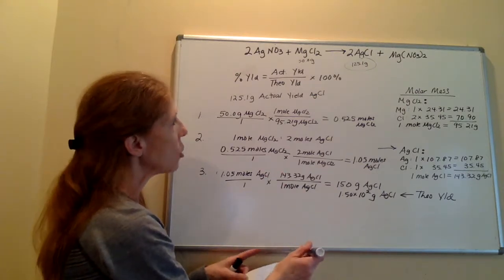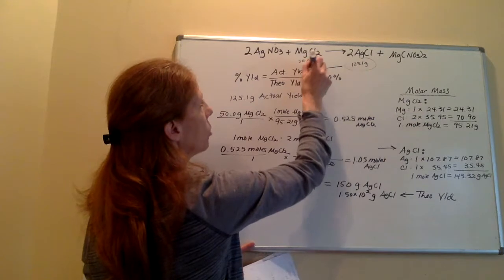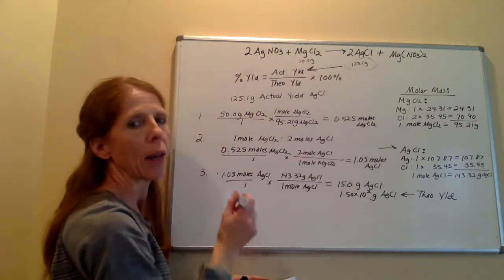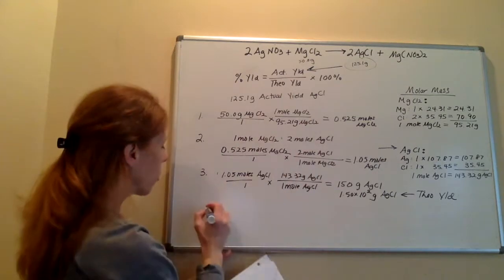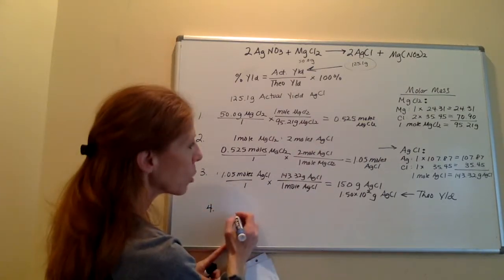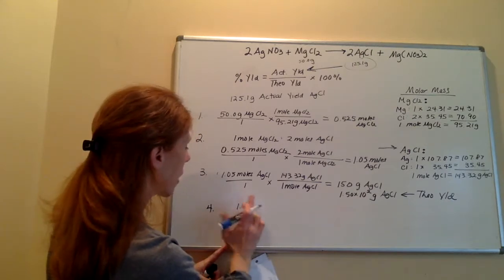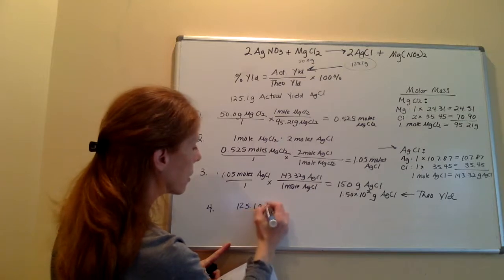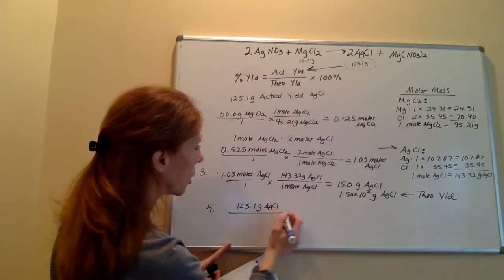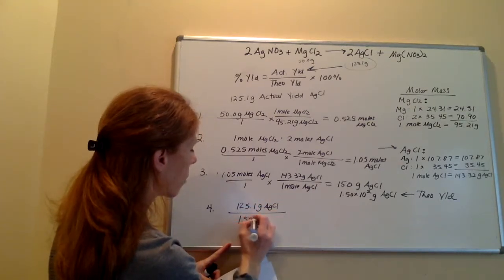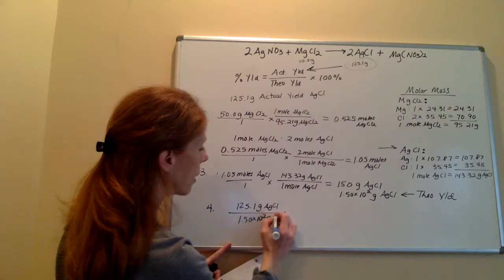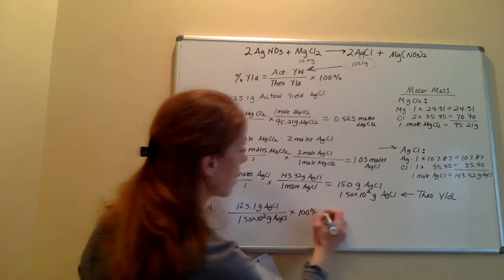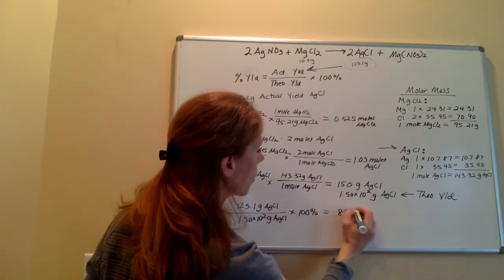Then what I can do is go back to my actual yield, divide it by my theoretical yield, multiply it by 100%, and that will give me my percent yield. So I'm going to do that real quick. That's my last step. So if I've got 125.1 grams of silver chloride, that's my actual yield, that's what I actually got, divided by 1.50 times 10 squared grams of silver chloride, times 100%. And when I do that, I get 83.4%.